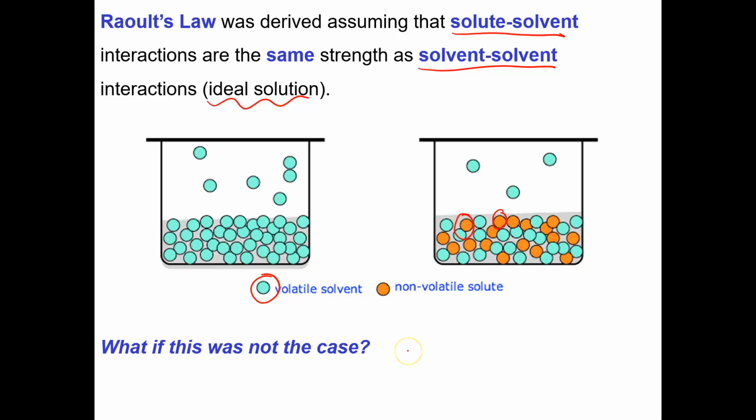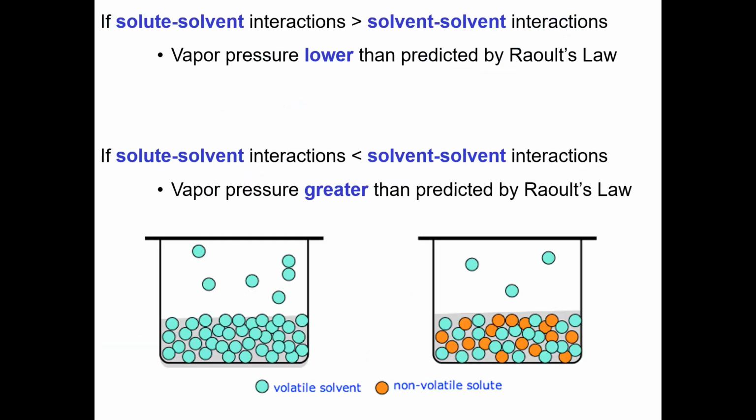Now, if that wasn't the case, then we'd have a bit of an issue, wouldn't we, right? So say that the interactions between these guys and the green guys were really strong, then that would lower the vapor pressure, right, even further. But if they were really weak, then replacing some of the forces that are holding the green guys into the liquid phase with a weaker interaction, well, that would increase the vapor pressure.